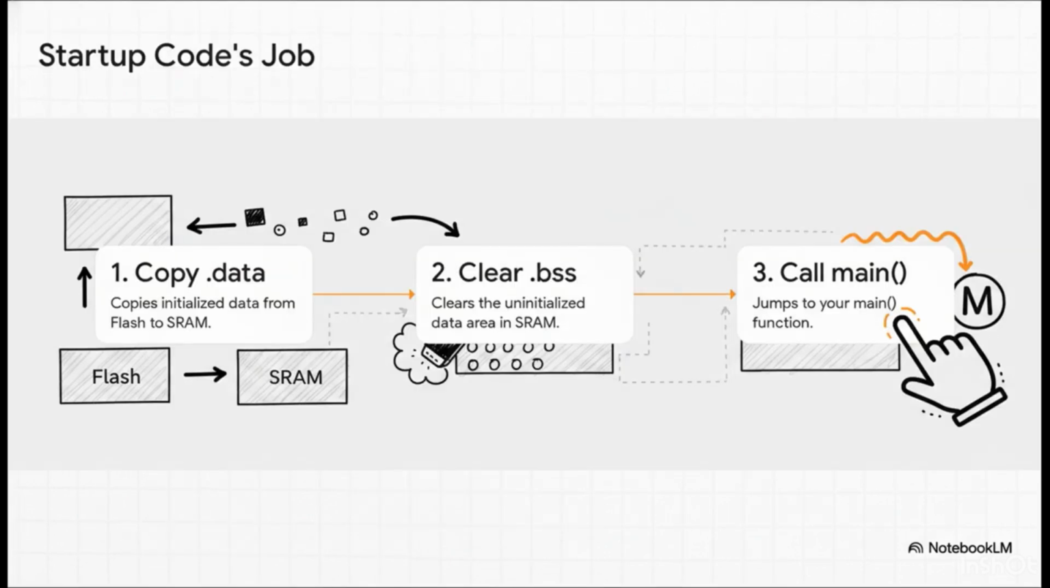And right here, this is the answer to our question. The startup code has a very precise checklist. First, it goes to Flash and copies the initial values for your global variables, that .data section, over to their working home in SRAM. Second, it clears out the memory for all your uninitialized variables, the .bss section, and only when the memory is absolutely perfect, only then does it make one final call to your main function. So the big takeaway is this: main is never the first thing to run.